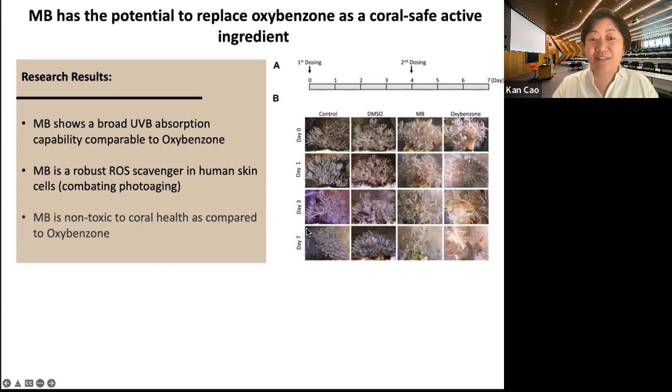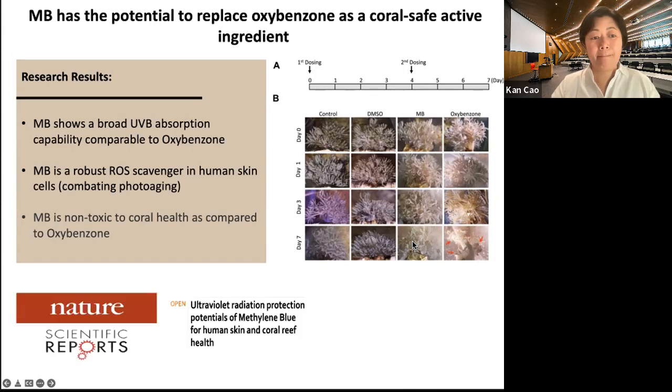And this is the study I would like to show you. We did it in the coral farm we had in the lab. So we put the soft coral Xenia in separate bags, and we treated the corals with 2 dosings of either methylene blue or oxybenzone. And the control is without the treatment, and the DMSO is just a solvent for methylene blue and oxybenzone. So what you can see is a 0-day treatment, day 1, day 3, and day 7. And by the 7th day, the oxybenzone-treated coral was already dead, but the methylene blue didn't do any harm to the corals. So this study was published in Nature Scientific Reports last year and made another big stir in the field.